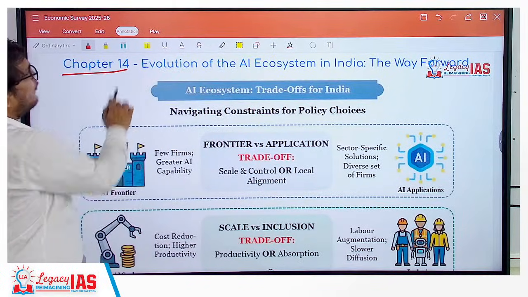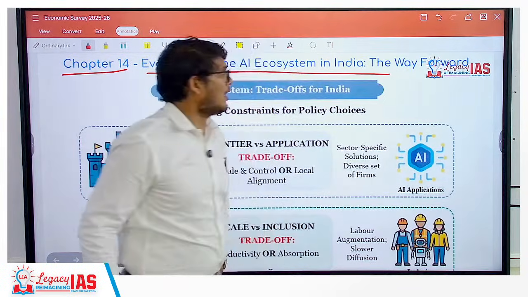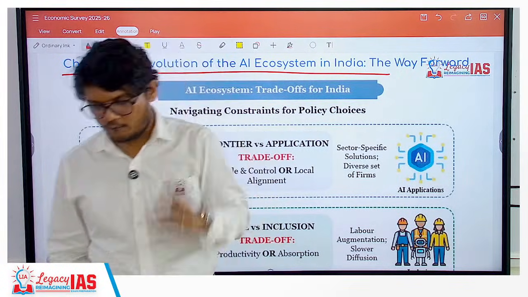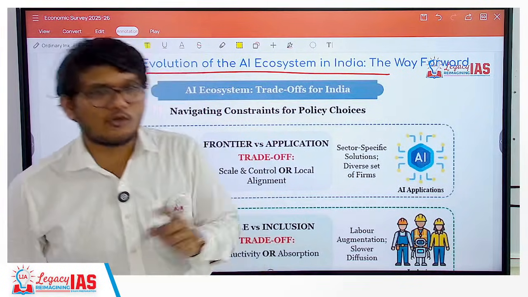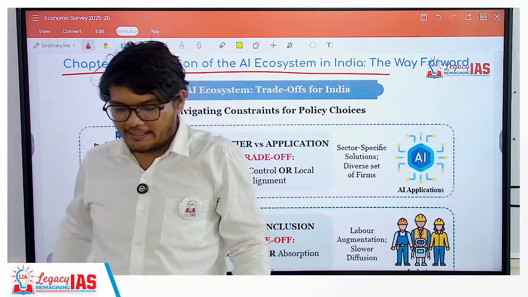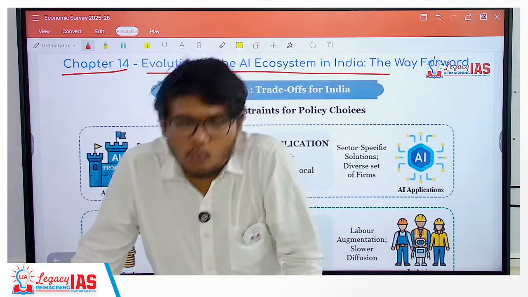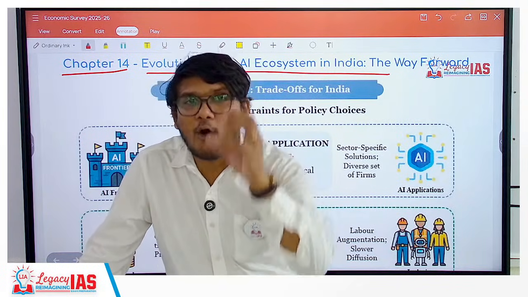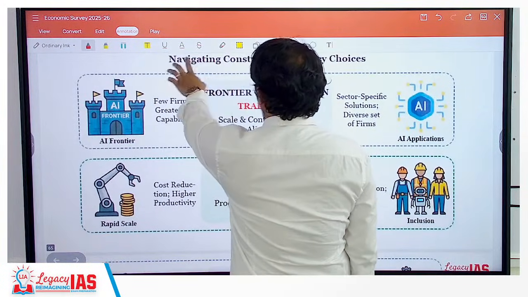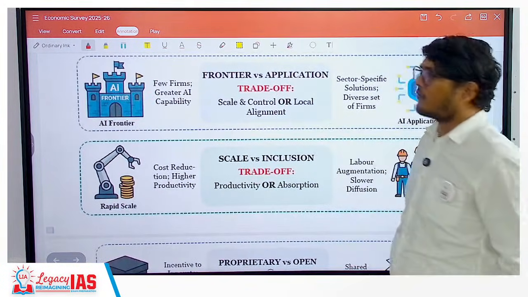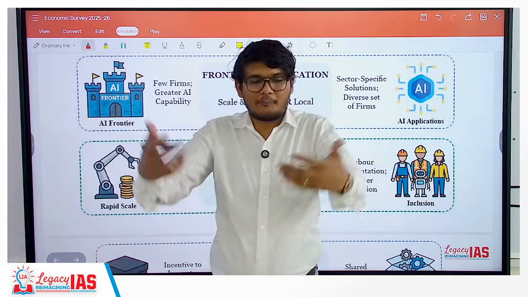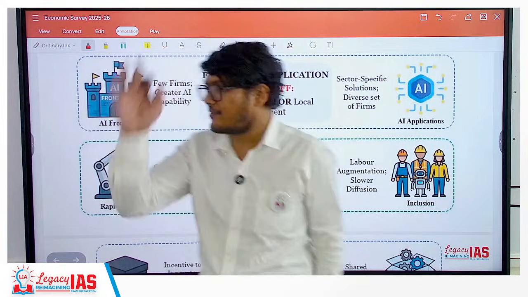Now next is chapter 14, the evolution of AI, that is, the artificial intelligence ecosystem in India, and what is the way forward. So in the last economic survey, they have warned us with respect to the development in artificial intelligence, not saying that we should not do it, but making us aware as to what issues can be there in front of us. So here again, while navigating this, the economic survey talks about a trade-off. Trade-off means if you do this, this is an issue. So it's up to you whether you do it or not. This is exactly what they're saying.